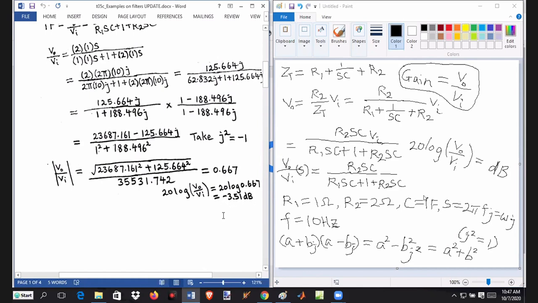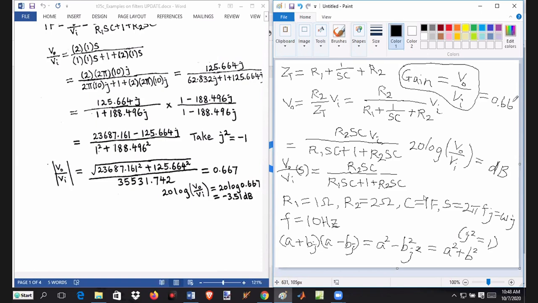If they don't ask you for dB, it will be what? If they don't ask you for dB, it will be 0.667. I just write out here for you first. Look at the right hand screen there. If they ask you for gain, it will be just like that, right? After calculation, before you times 20 log, this is the answer.